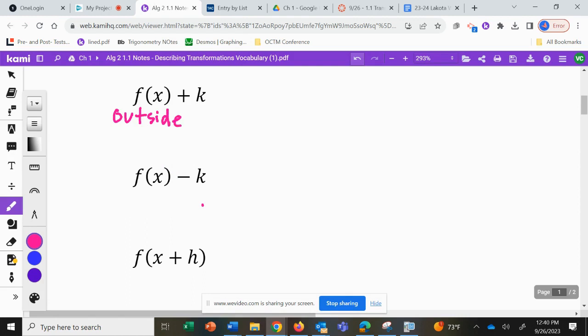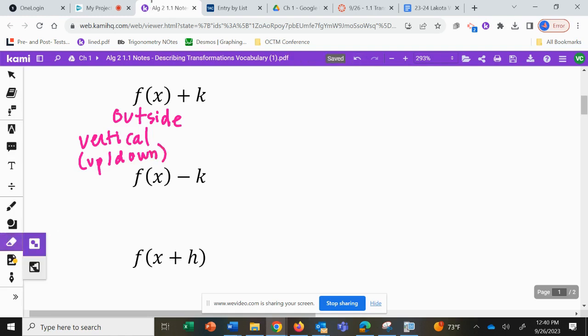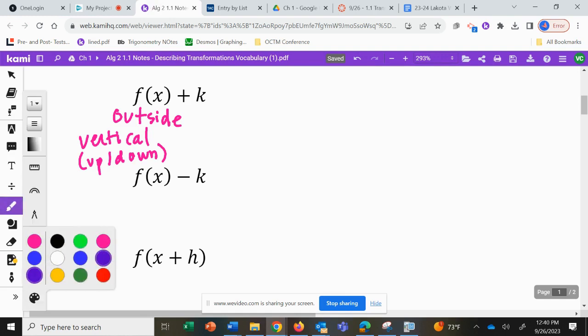And anything on the outside, does anybody remember from yesterday? Everything on the outside is one direction. It's either vertical or horizontal. Does anybody remember? It is vertical, right? So anything on the outside is vertical. So up or down, vertical. However you want to describe it so it makes sense to you. So when I have plus a number on the outside, that's a vertical transformation.